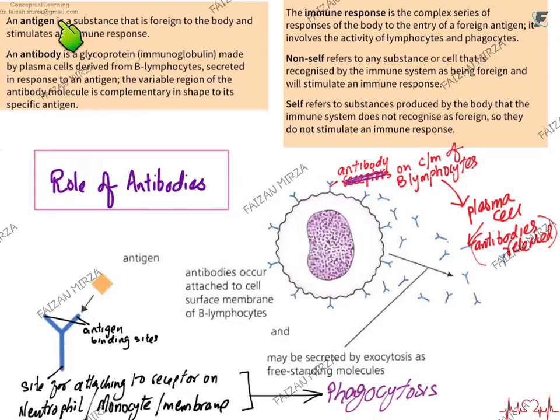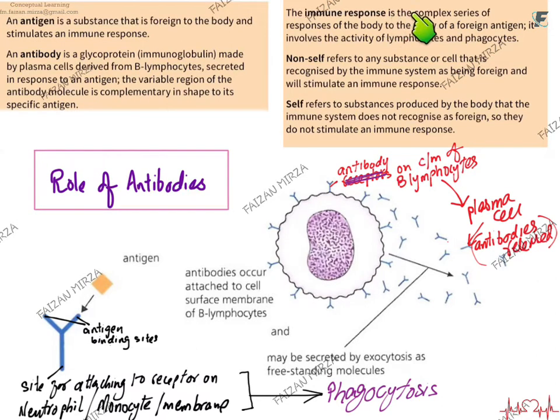So what's an antigen? An antigen is a substance that is foreign to the body and it stimulates an immune response. An antibody is what we'll be discussing shortly. An antibody is a glycoprotein, which we also refer to as an immunoglobulin. It is made by plasma cells, which are derived from B lymphocytes. These are secreted in response to an antigen. The variable region of an antibody molecule is complementary in shape to its specific antigen. This is what the topic of immunity basically deals with in detail.